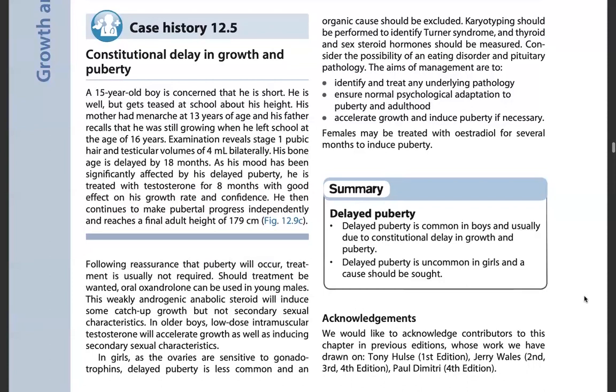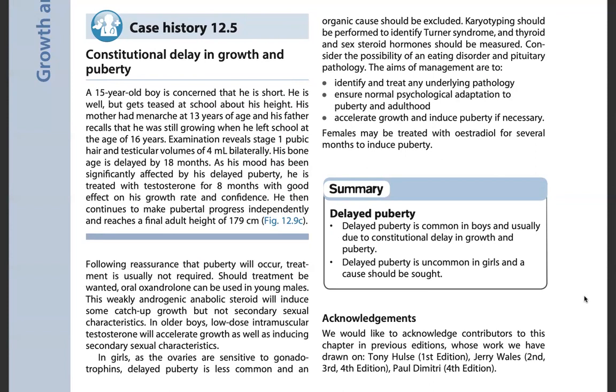Case history: constitutional delay in growth. A 15-year-old boy is concerned that he's short. He's well, but gets teased at school about his height. His mother had menarche at 13 years of age, and his father recalls that he was still growing when he left school at the age of 16 years. Examination reveals stage 1 pubic hair and testicular volumes of 4 ml bilaterally. His bone age is delayed by 18 months, and his mood has been significantly affected by his delayed puberty. He's treated with testosterone for 8 months with good effect on his growth rate and confidence. He then continues to make pubertal progress independently and reaches a final adult height of 179 centimeters.